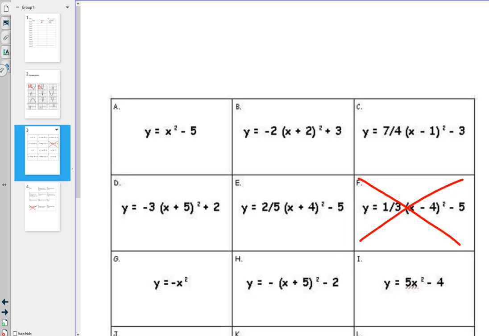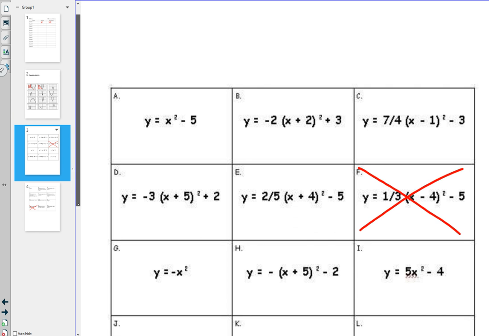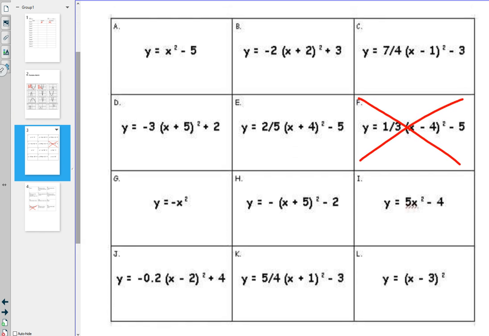So, do any of these equations have a vertex at 0, -5 with an upward facing parabola? Yeah, it has to be A. The only one. Because remember, when H is 0, there's no parentheses. And the only other one that doesn't have a parentheses is G, but G doesn't have a K either. So it would have to be A.